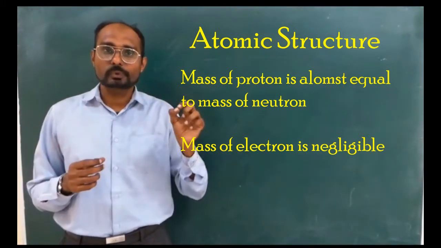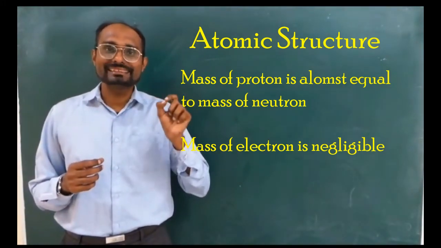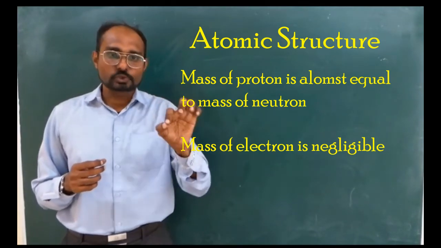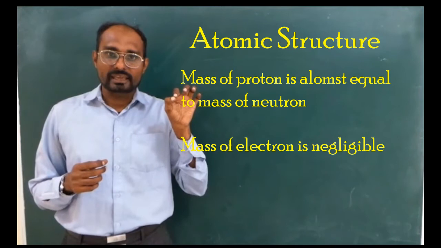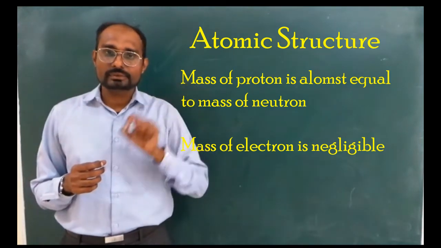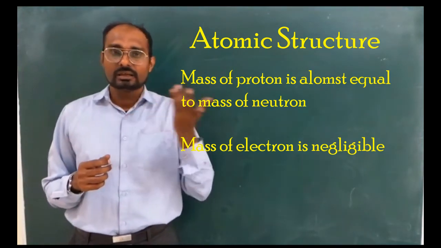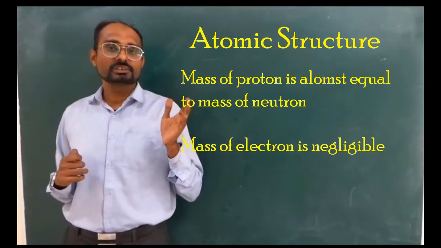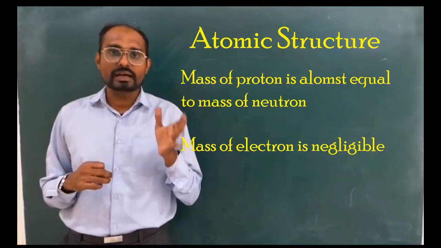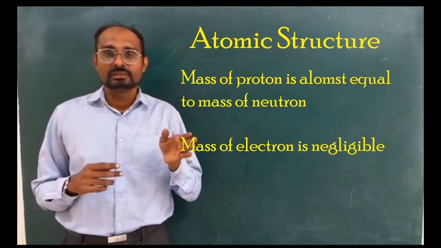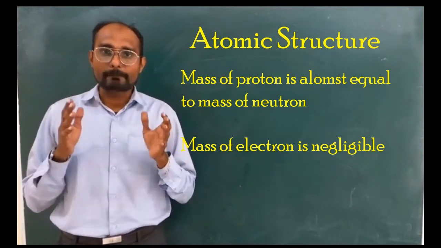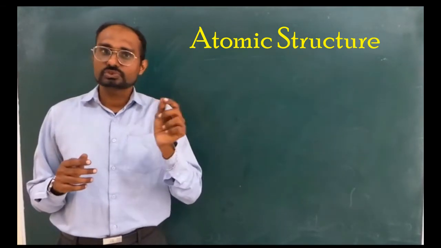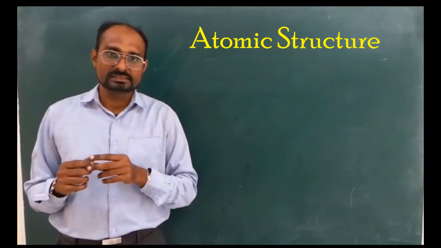If you take one proton and break it into 1837 pieces, and from that you pick one piece out, that will be the mass of one electron, which is very less. It is almost 2000th part of a proton. So the mass contributed by electrons to the mass of the atom is negligible. So the mass of an atom is completely because of protons and neutrons. These two have almost equal masses.